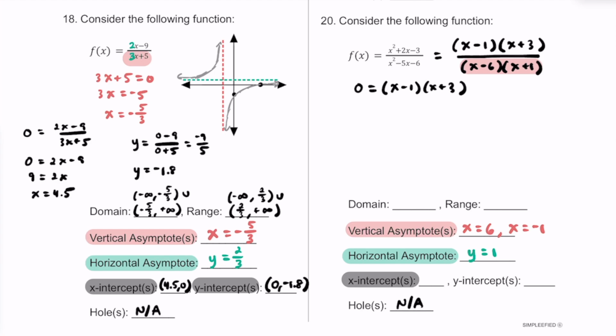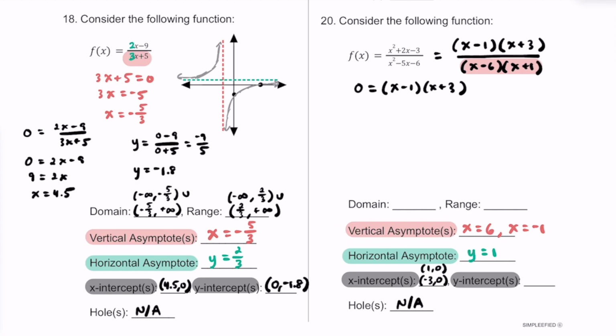And so we're going to have two x-intercepts. One of them is going to be at (1, 0), since if x is 1, then the whole right side of the equation becomes 0. And if x is equal to negative 3, then we would also get 0. So we have two x-intercepts here: (1, 0) and (-3, 0).